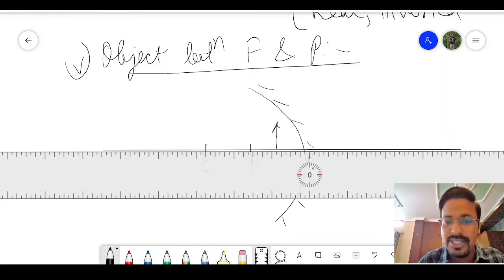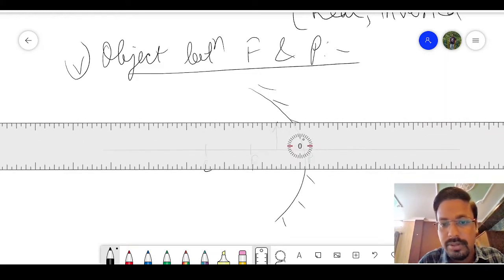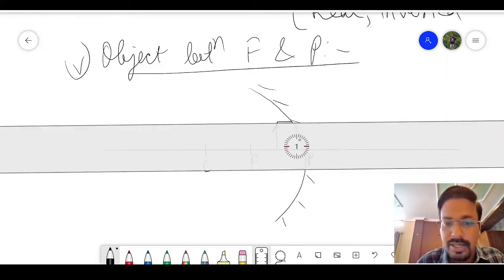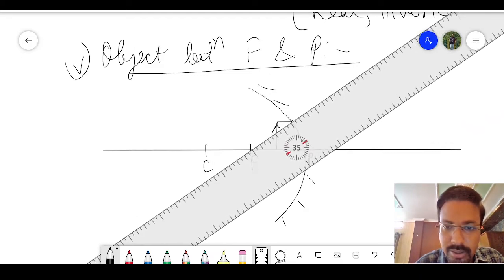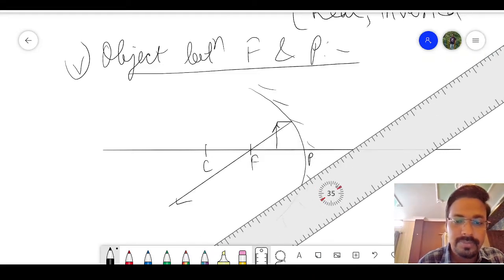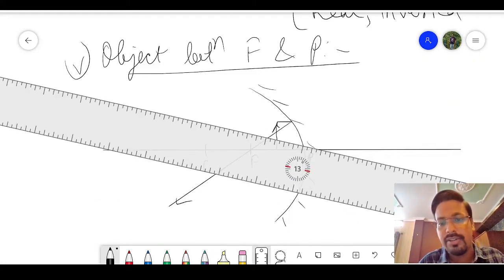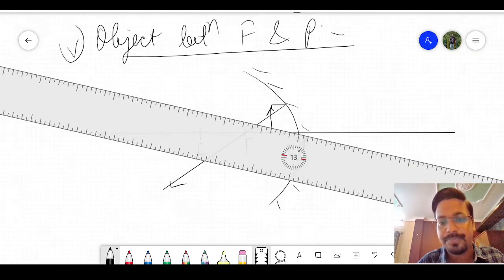Again, the diagram process is the same. Parallel ray, passing through the focus. Then we have a ray of light which passes through the pole.